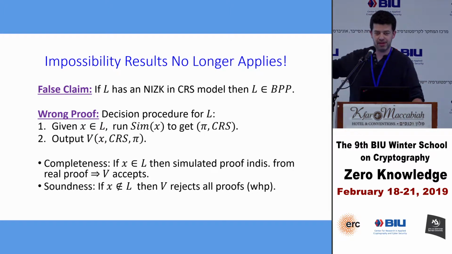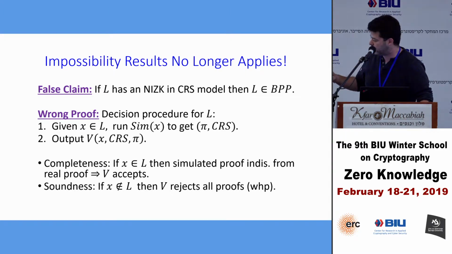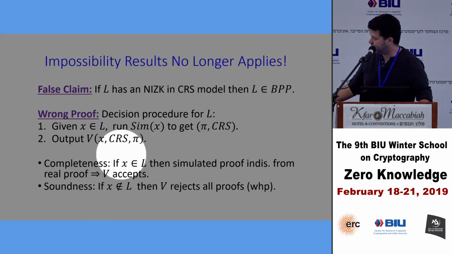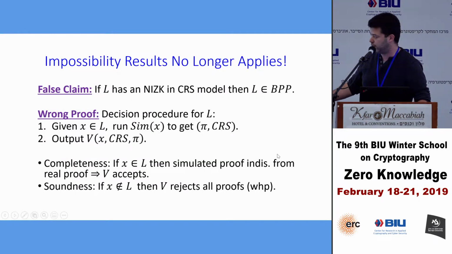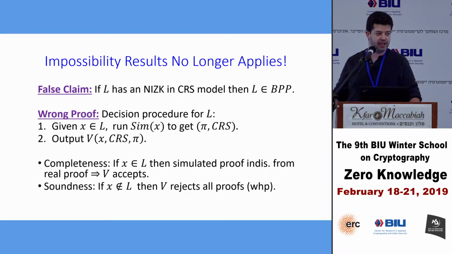And if I'm claiming that the notion of NIZK in the CRS model is non-trivial, something has to go wrong. Let's try to find out what goes wrong. So completeness says that if X is in the language, then the simulated proof and CRS jointly are indistinguishable from the real interaction, which makes V accept.